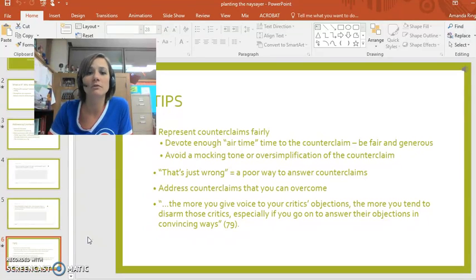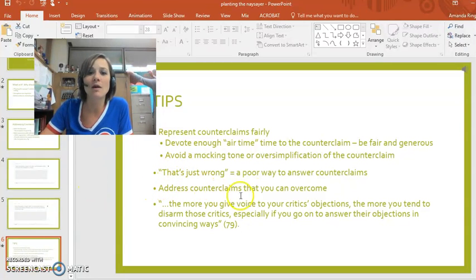You also want to avoid a mocking tone or an oversimplification of the counterclaim as you address it. Remember, you're trying to persuade people who disagree with you to agree with you. So if you mock them, you're going to alienate them, and you're not going to convince them to believe you. With that being said, dismissing the counterclaim by saying things like "that's just wrong" or "that's stupid," that's not going to help you achieve your purpose either.